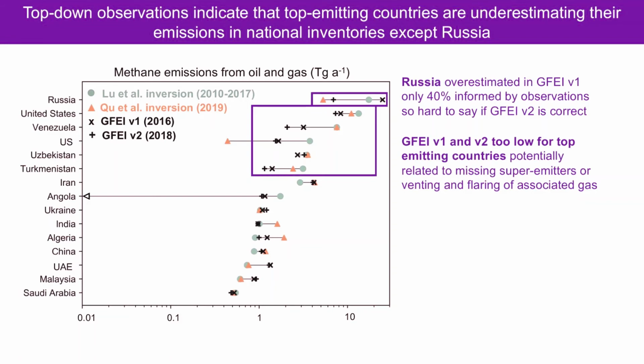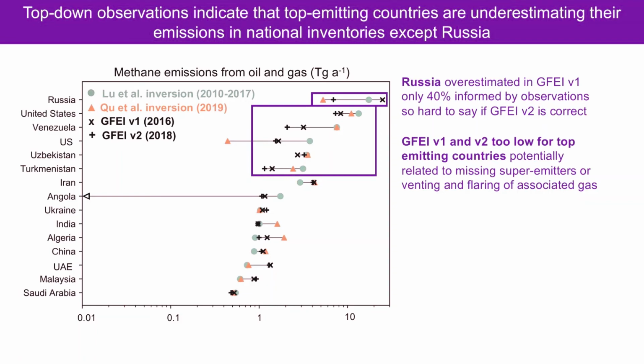Some major takeaways were that for many of the top emitting countries, our top-down observations show that they're underreporting emissions. You can see our green dots above our black X's. Note that this is a log scale. So we have significant underestimates of emissions for these top emitting countries.